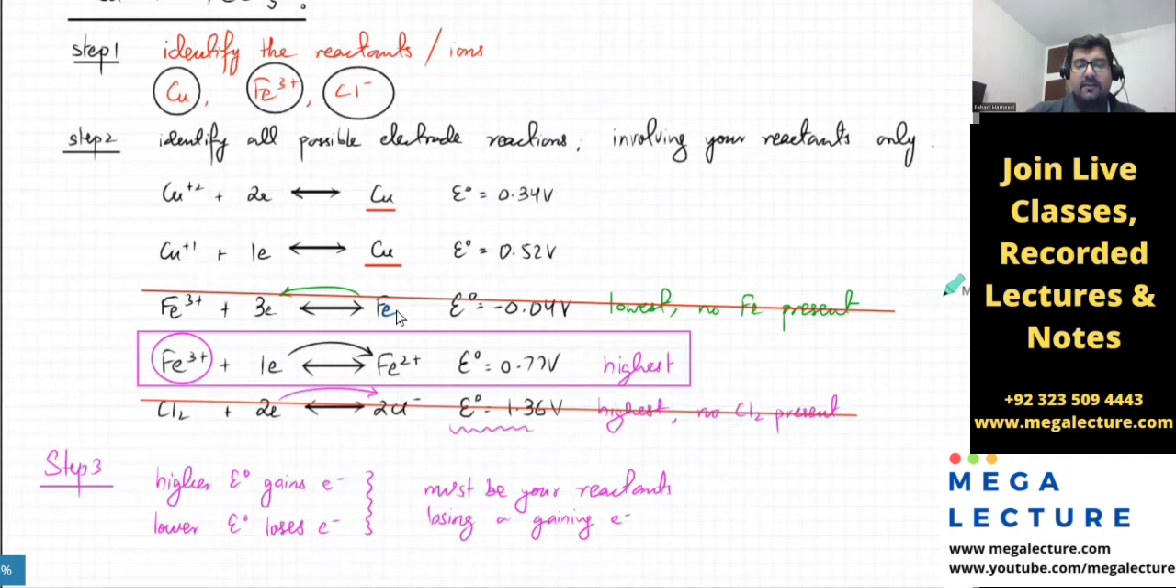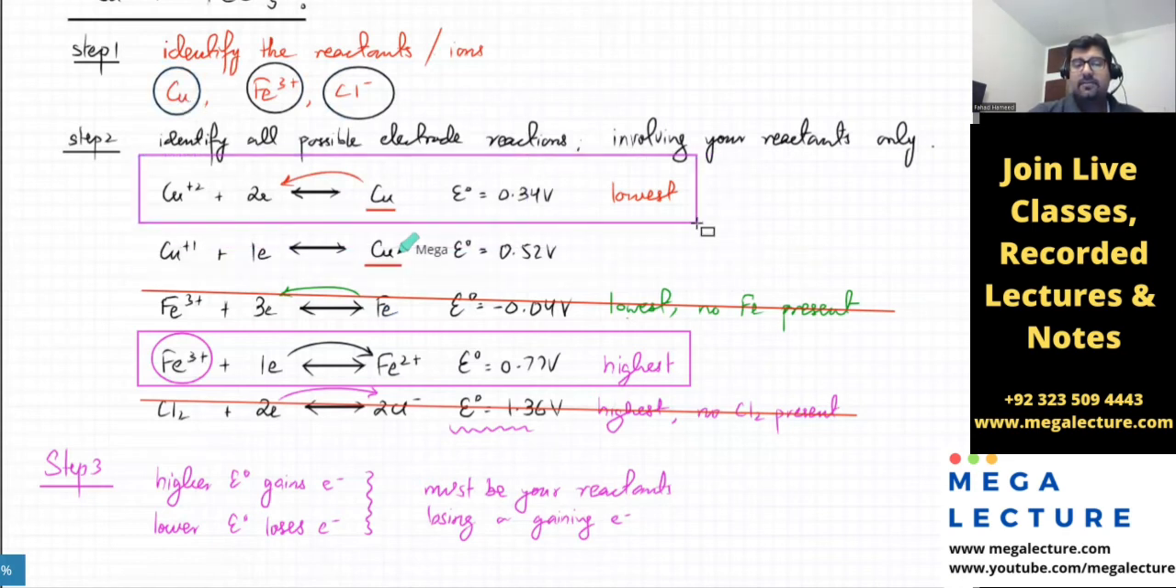As I'm removing that, who's the lowest potential? It's 0.34, I guess. So copper is the one that loses electrons. Do we have copper in the reactants? We do have copper. So that makes perfect sense. So I figured out who's the lowest potential. That's this one. And that is what I wanted to figure out.